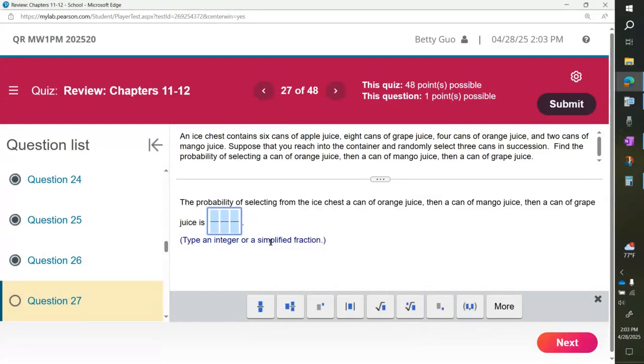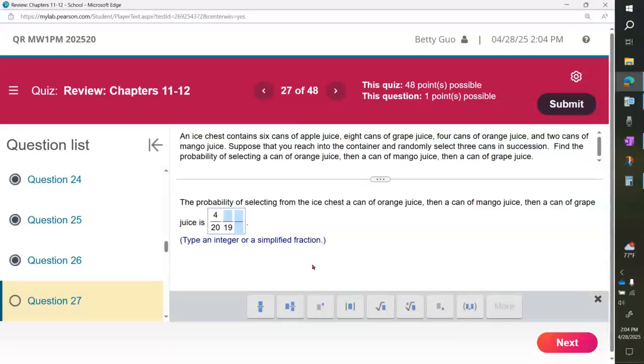To make the result happen, firstly, we need to make sure the first can is orange. 20 cans in total. How many orange? 4 cans of orange, so 4. So the probability of getting an orange juice the first time is 4 out of 20. And now you have an orange juice taken, right? You give it to your friend, and your friend drank it. So you have 1 can less. In the container right now there are 19 cans.